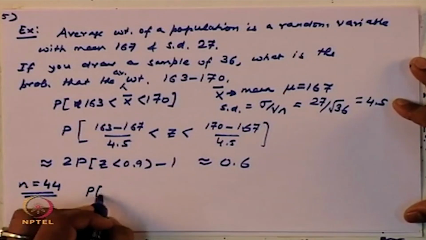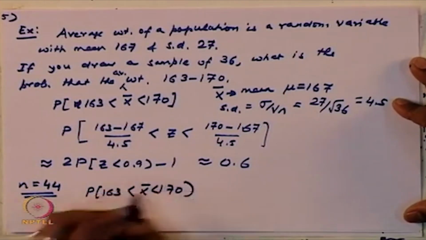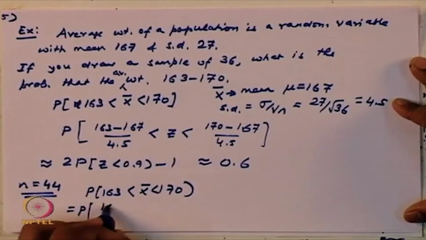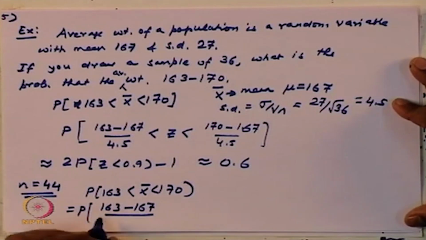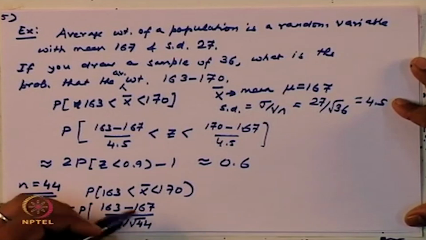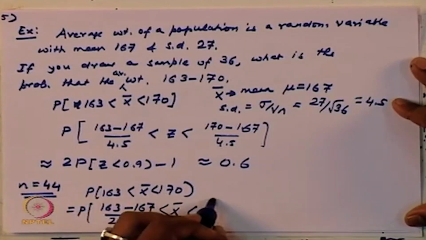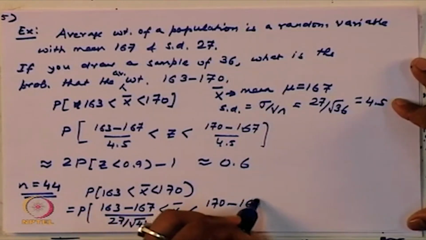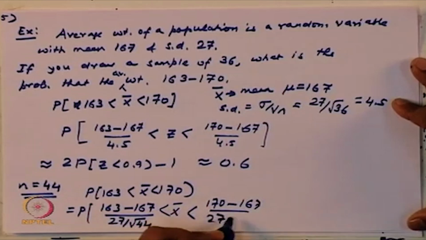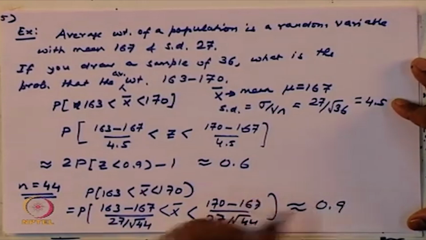in that case my probability of 163 less than x bar less than 170 would be the probability of (163 minus 167) divided by 27 by root of 44, that is, by root of n, less than z less than (170 minus 167) divided by 27 by root of 44, and this probability turns out to be 0.9.